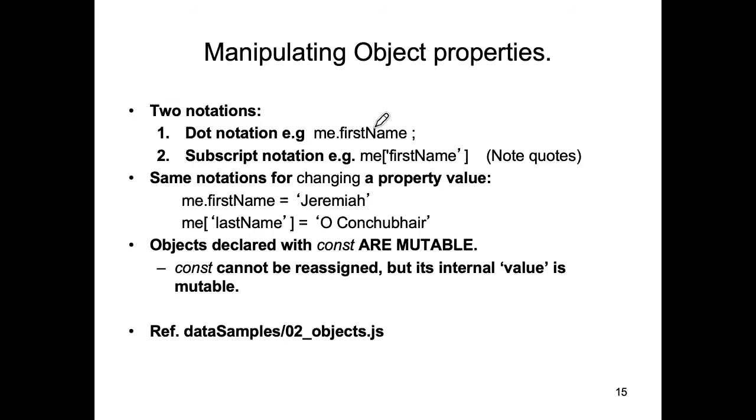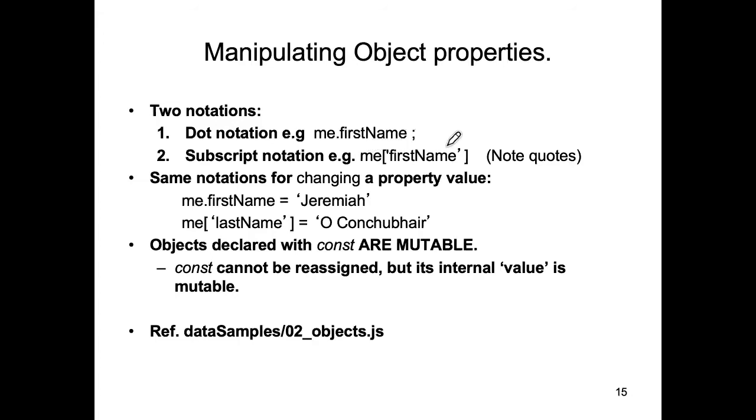Alternatively, we can use what's called the subscript notation, which I'm illustrating here. We use the square brackets, which is the standard subscripting syntax that we have in lots of languages. And within the subscript square brackets, we specify the key that we are particularly interested in. Note the key has to be a string. So we have to put it in quotes, be they single quotes or double quotes, it doesn't really matter. But we specify the key as a string. If you leave out the quotes here, then you're just going to get a runtime error.